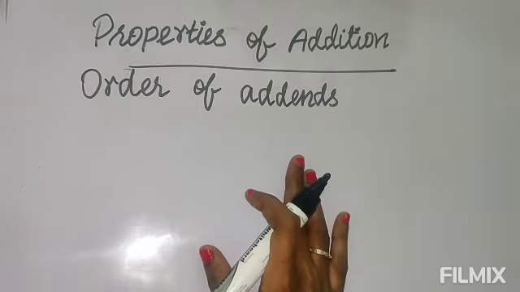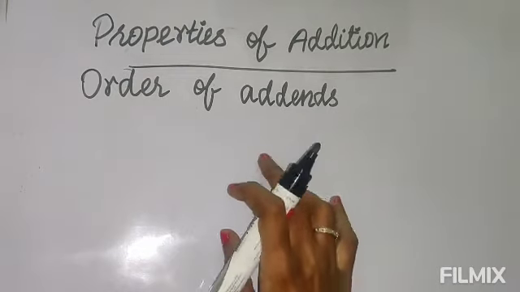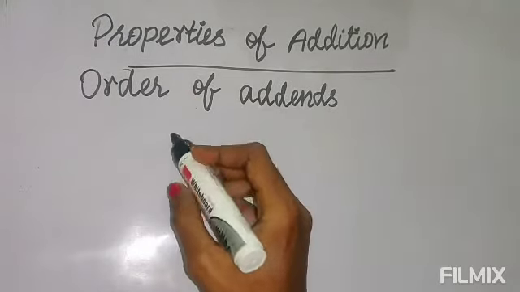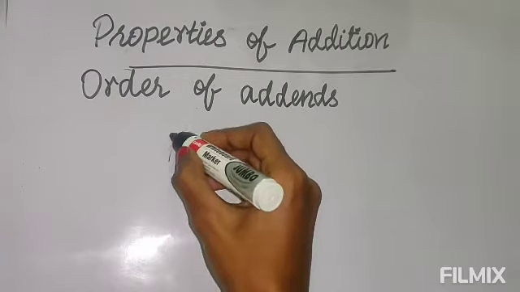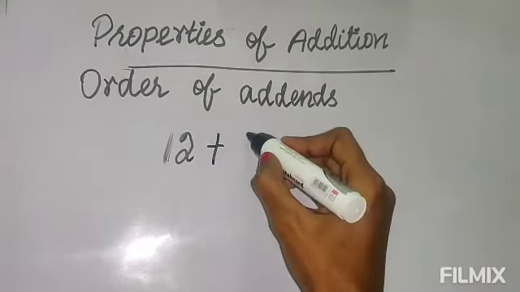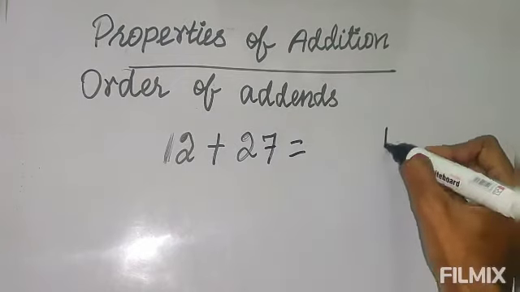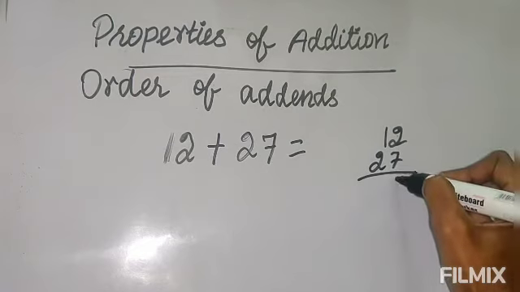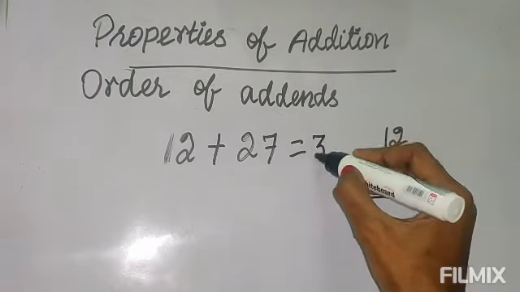So the first one, order of addends. You already know the addends, no? The numbers we are adding are called the addends. Suppose you take two two-digit numbers, 12 and 27. I am adding these two. If you add 12 plus 27, what will you get? 2 plus 7, 9; 1 plus 2, 3. So you will get 39.